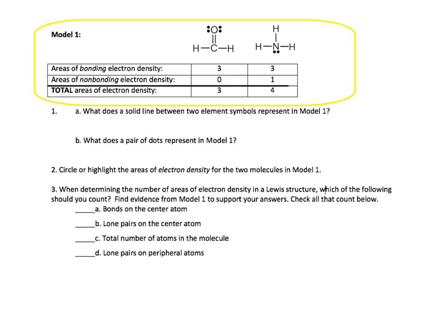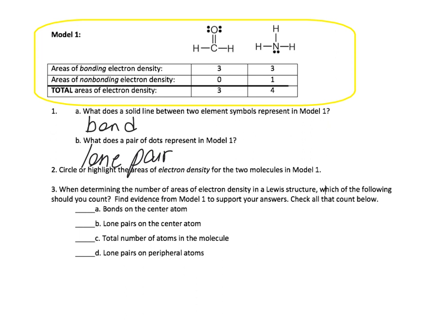Hopefully now you've answered, or at least attempted, the questions for 1 through 6. We're going to run through it here very quickly just so that we can make sure we're all on the same page. First off, what does a solid line between 2 different element symbols mean in our models? Well, remember, a solid line will always represent a bond, and pairs of dots represent lone pairs. We learned that in Unit 6. Still true now. It wants us to circle or highlight the areas of electron density for those 2 molecules.